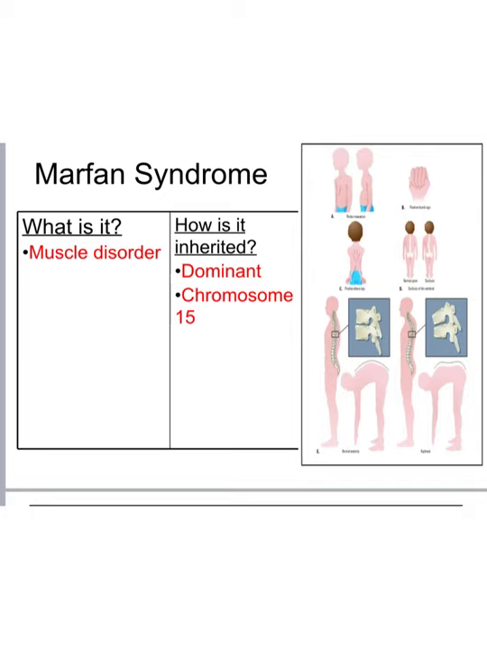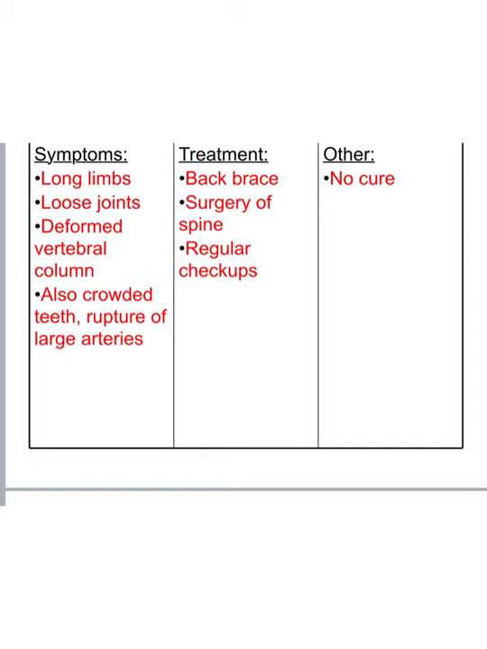There are 4 symptoms to try and squeeze in your box. They have longer limbs. They have loose joints. They have a deformed vertebral column, which is their backbone. They have crowded teeth, so they have dental issues. And because their limbs are longer, it causes rupture of large arteries.